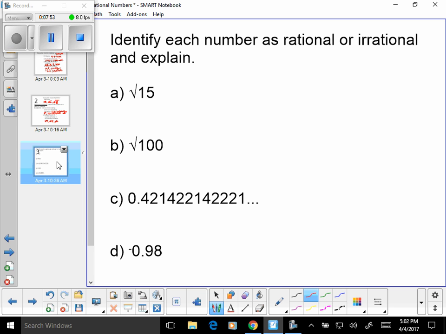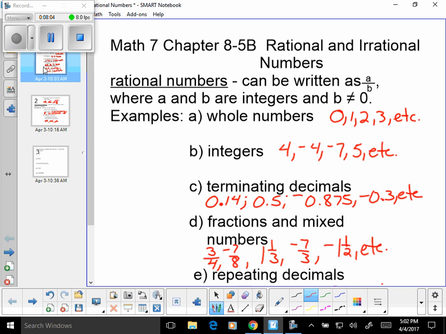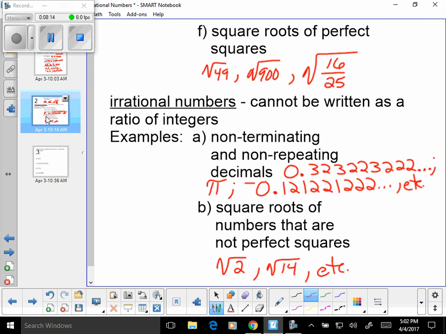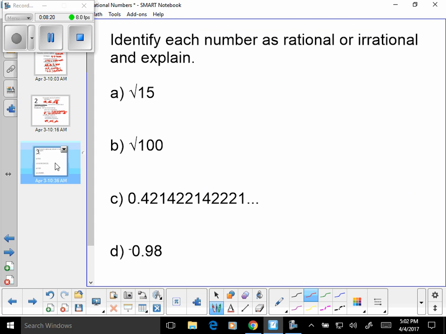Okay, now, what am I going to have to do for an assignment? One of the things you're going to have to do is identify whether a number is rational or irrational, and then you're going to have to explain or tell me why. Now, how do I do that? I'm going to be using these types of things here, that the number is a whole number, that the number is a terminating decimal, or if it's irrational, that it's a non-terminating, non-repeating decimal, that it's a square root of a number that's not a perfect square. So let's look at some examples.